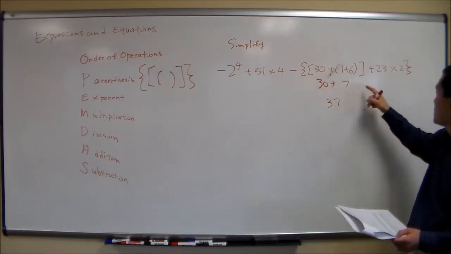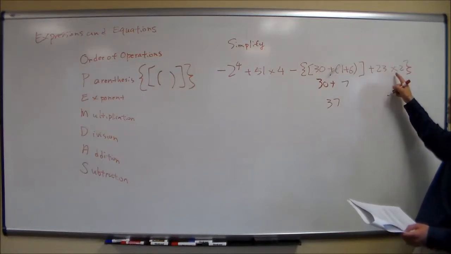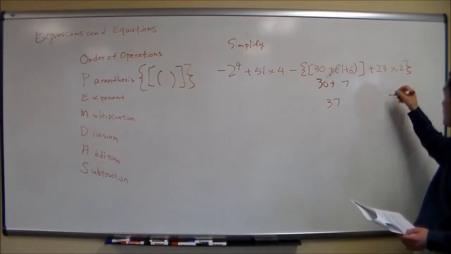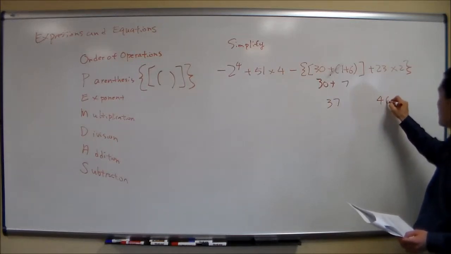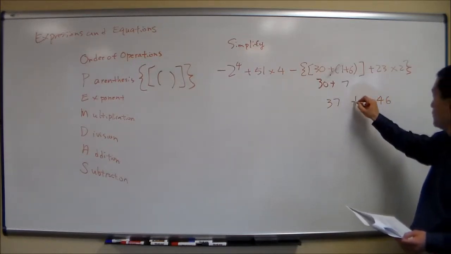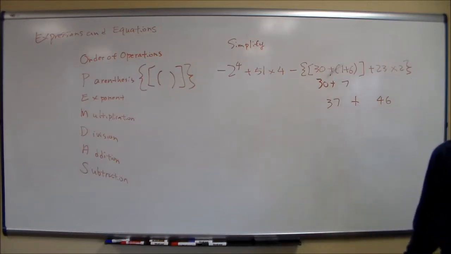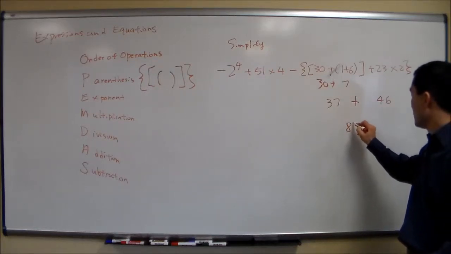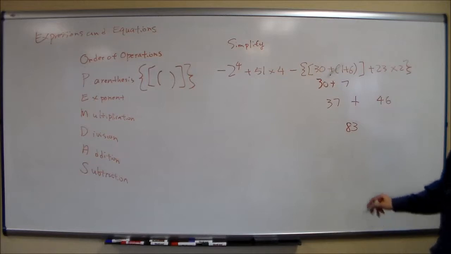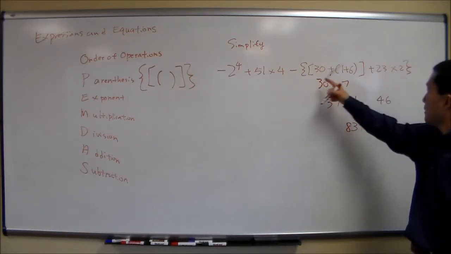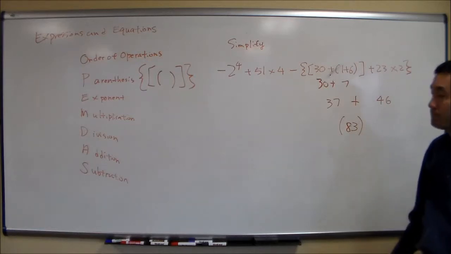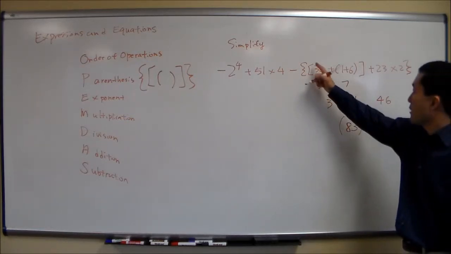So what's next in operation? Well, there's a plus here and then multiplication. Multiplication comes first, so that's 23 times 2, that's 46. And now you add the 2. So if you add 37 and 46, that's 83. So all these brackets get reduced to just simple parentheses. So now I'm done with the parentheses.